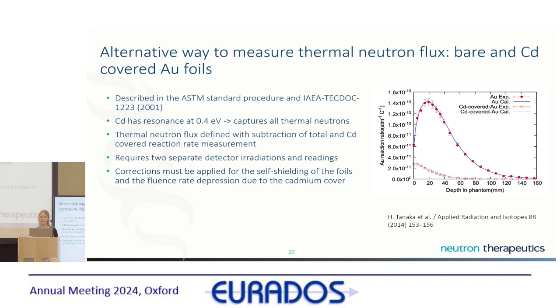So there's also an alternative way to measure thermal neutron flux. You can only use gold and forget about manganese if you place gold inside cadmium cover, because cadmium captures all the thermal neutrons from the around, and then you can also define your neutron flux that way. And here are some plots from Japan. In Japan they use this as a reference method for thermal neutron flux verification. And as we see from this depth dose curve, again the experimental and calculated reaction rates are agreeing very well.